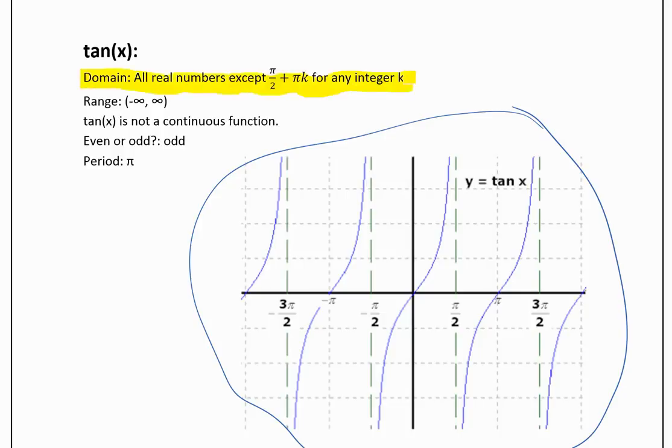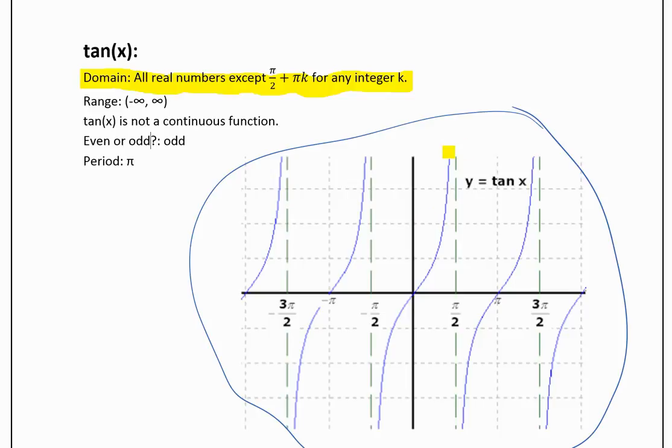So our domain is all real numbers except pi over 2 plus pi k for any integer k. And all that means is that at pi over 2, and if you go pi in any direction, on and on, we'd always get one of those asymptotes. Now you'll see the range is actually from negative infinity to infinity.